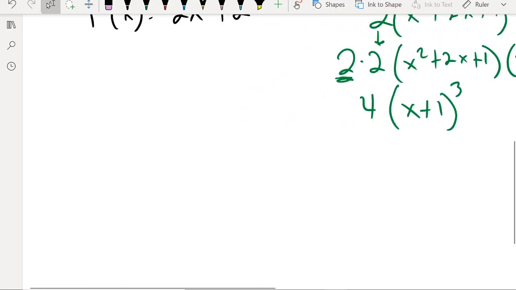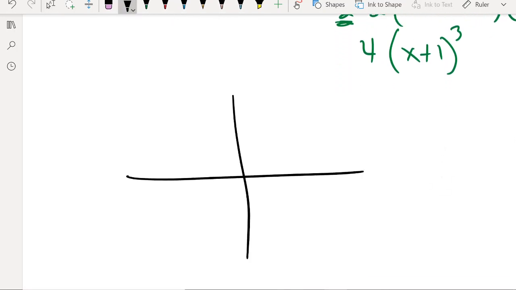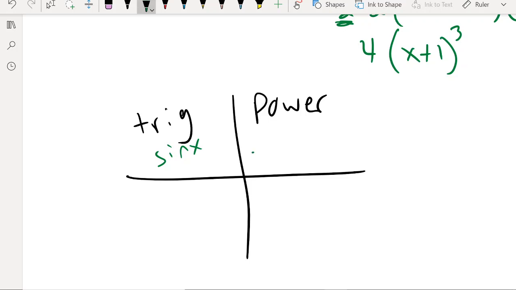Let me say a couple more things about this. There's a couple different functions in which you'll use the chain rule. So here's a couple things to look out for. Trig functions, right? So for example, sine of x. Then you have power functions. So what I mean by that is like e to the x or a to the x. It's just, 2 to the x, right? Stuff like that.